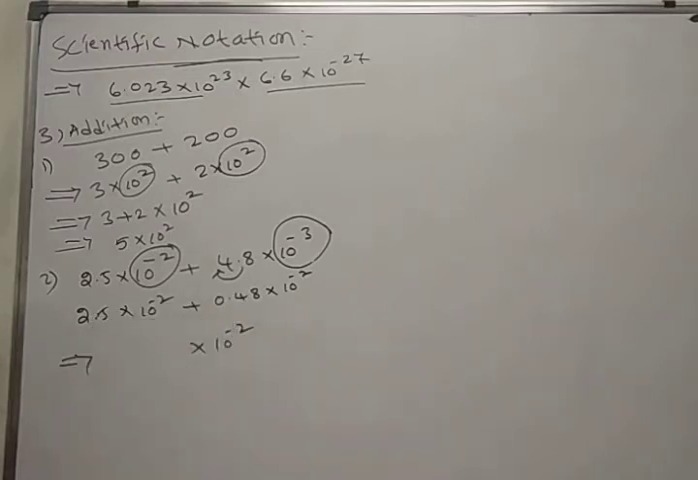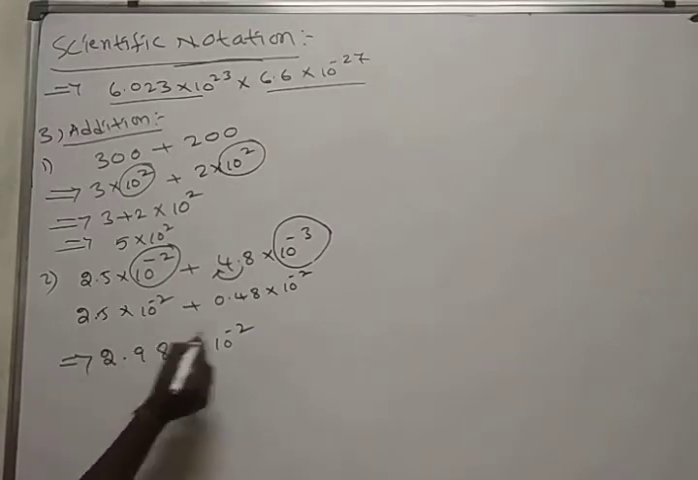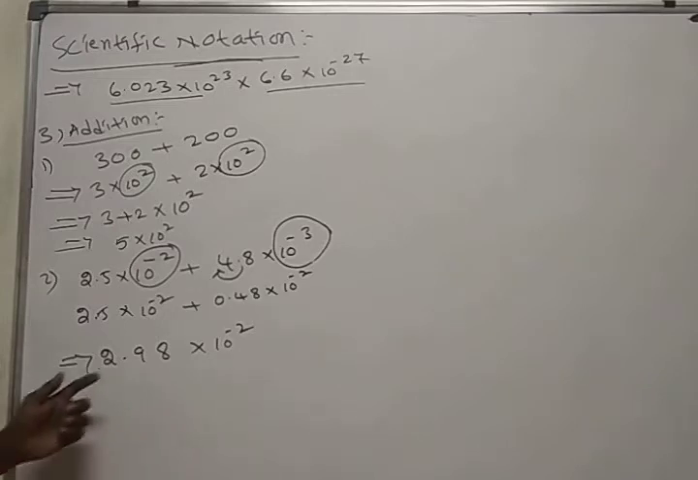2.5 plus 0.48. What is the answer? 2.5 plus 0.48 is 2.98 into 10 to the power of minus 2. Yes, now 2.98 into 10 to the power of minus 2. We will do the addition like this only.